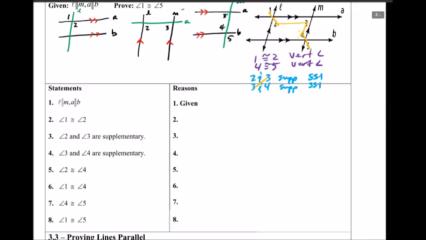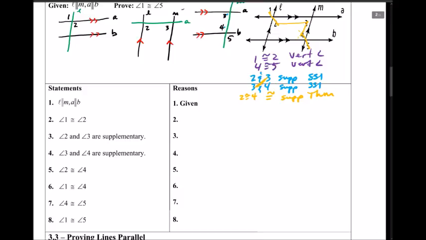Now you might think transitive property for that, but think back to chapter 2. Go look in your big packet on chapter 2, and do we have something about supplementary angles? We have a little something called the congruent supplements theorem. And it says if two angles are supplementary to the same angle, then they are congruent. So this is going to give us 2 and 4.